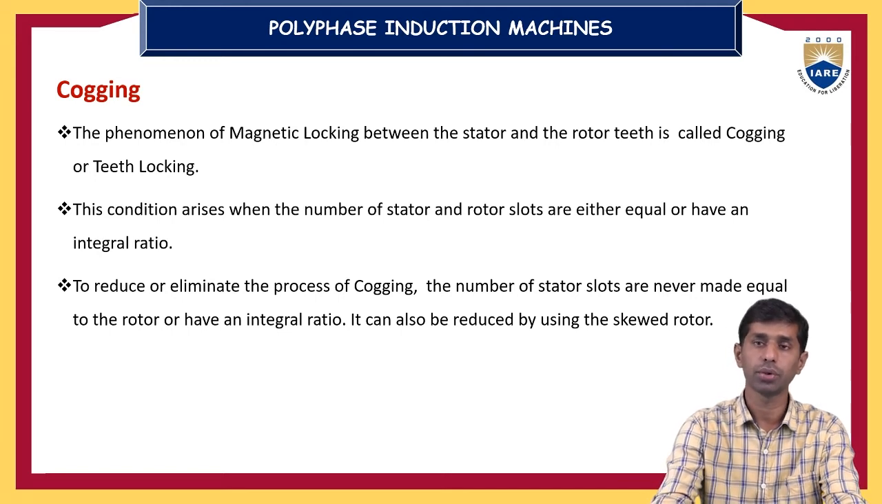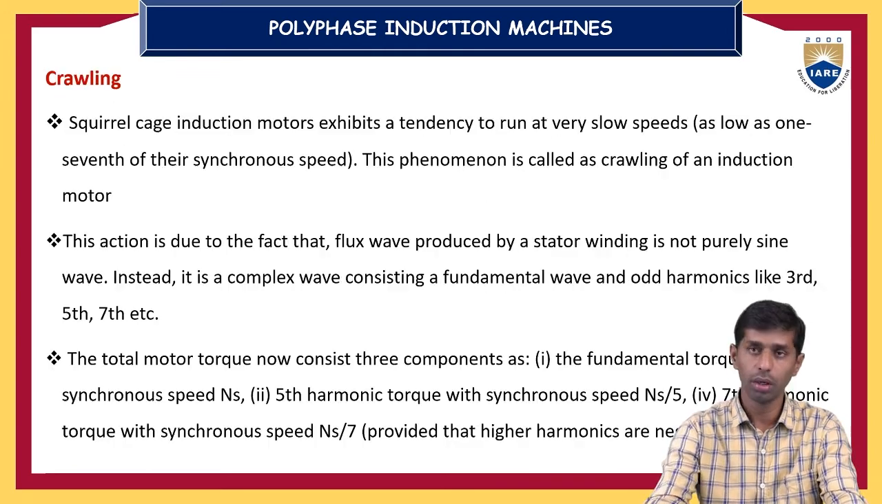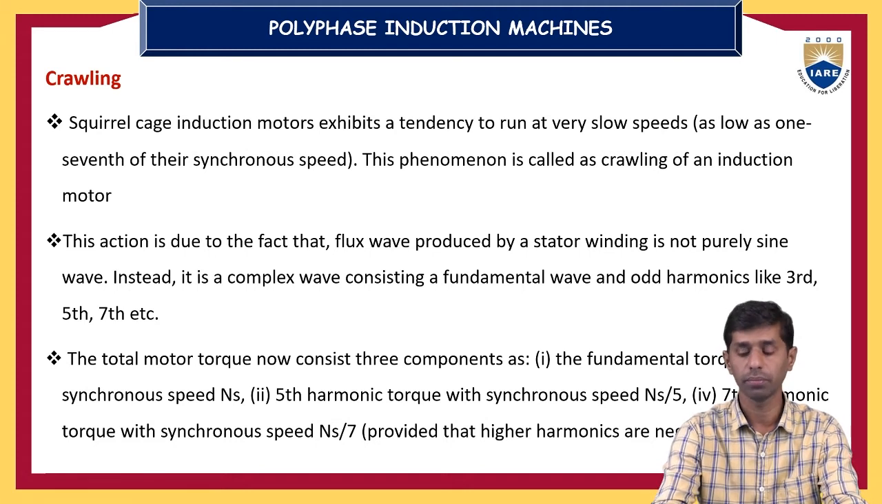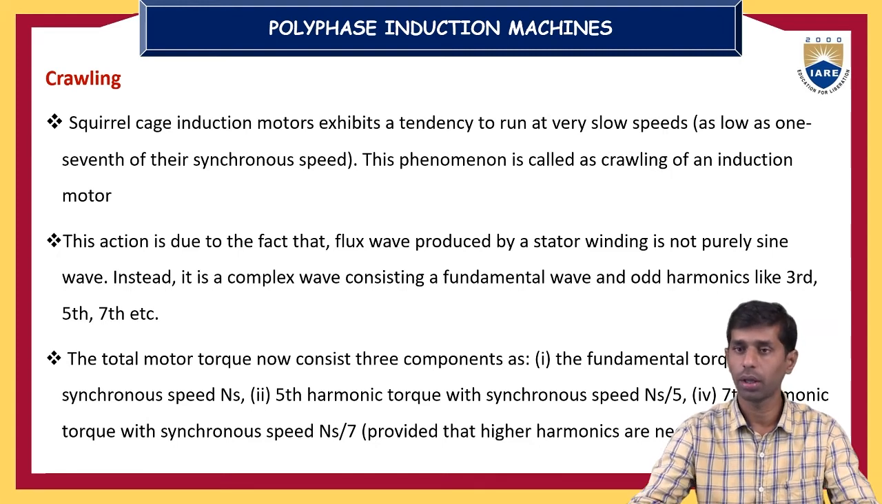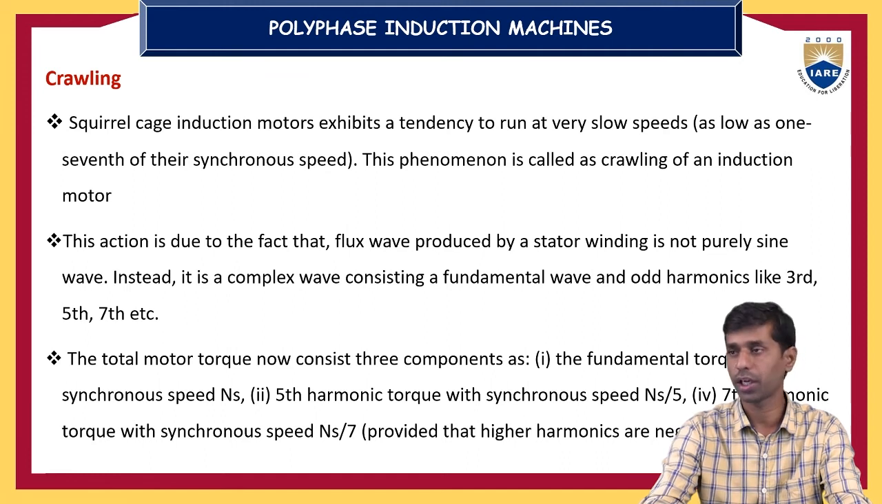One more method, by skewing also we can eliminate the cogging effect of the three-phase induction motor. One more phenomenon is called the crawling effect. The crawling effect is nothing but, even if you are applying the rated voltage to the stator, it rotates at very low speed. That is because of the harmonic torques produced in the winding. These are odd harmonics: third, fifth, as well as seventh harmonics. Generally, we consider the fifth and seventh harmonics. That means the rotor fails to rotate at a nearly synchronous speed because of the fifth and seventh harmonics.